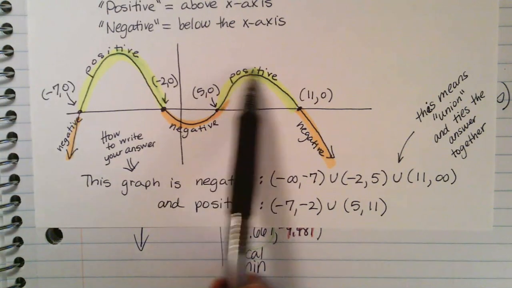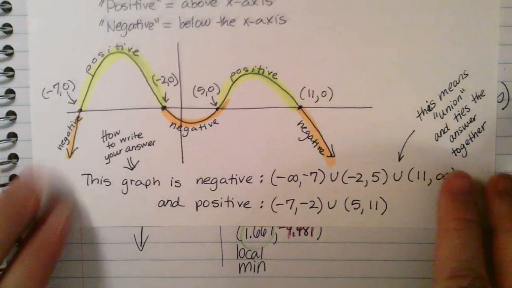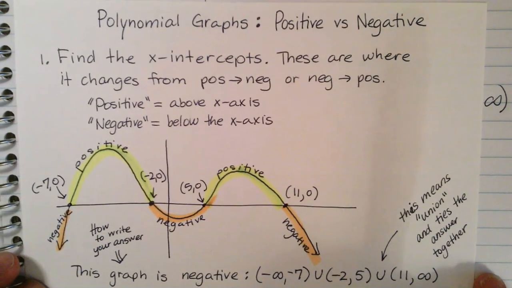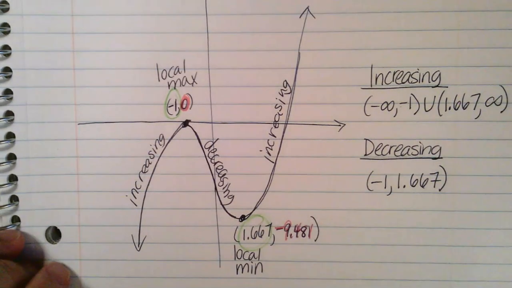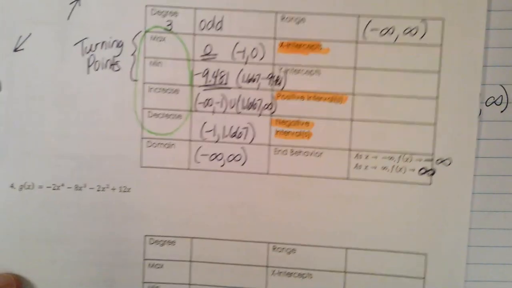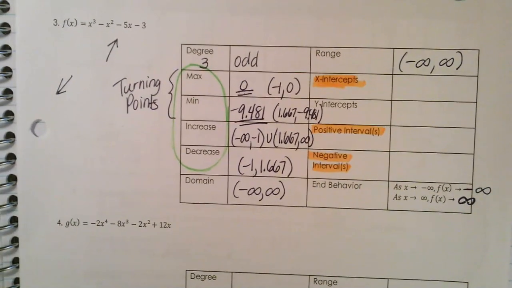And between 5 and 11. Alright, so you might want to write that down, take a glance at it, and we will go back and look at what we're being asked for. So let's look at the graph. We need to know where the x-intercepts are.